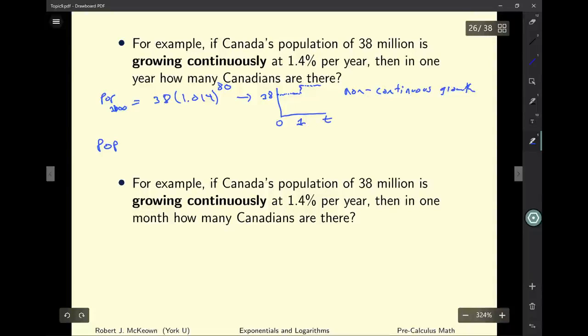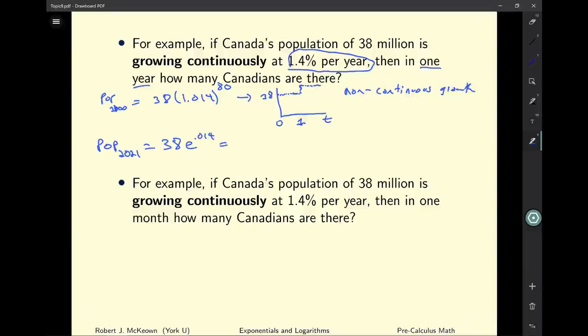If we want continuous growth, so suppose we want the population in Canada at the end of 2021, we can take 38 million, multiply it by e to the power of 0.14, right, per year, 1 year in the future. And we get 38.54 million.